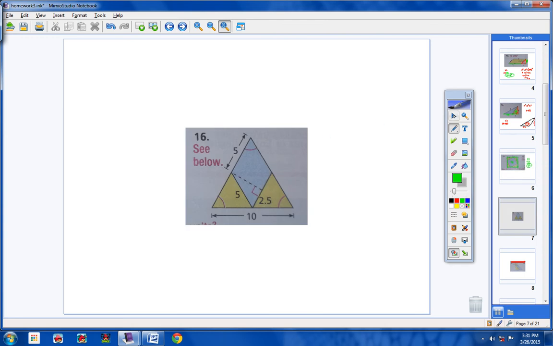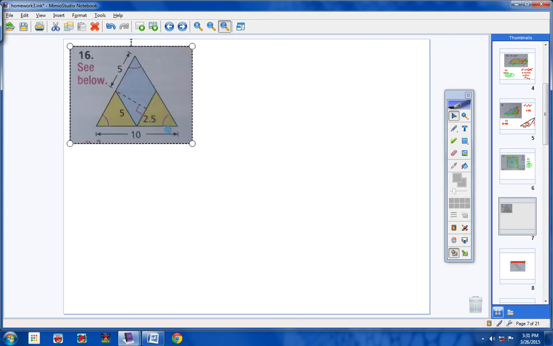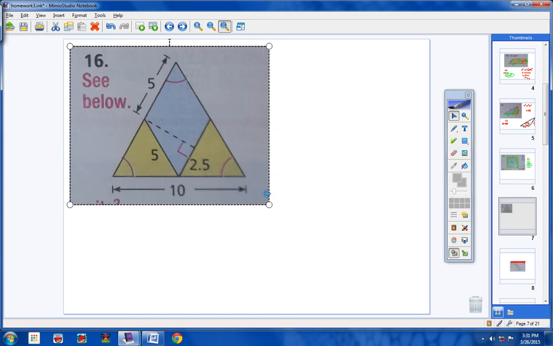Alright, moving on to number 16. Alright, now, let's see if we can't do some labeling here, okay?